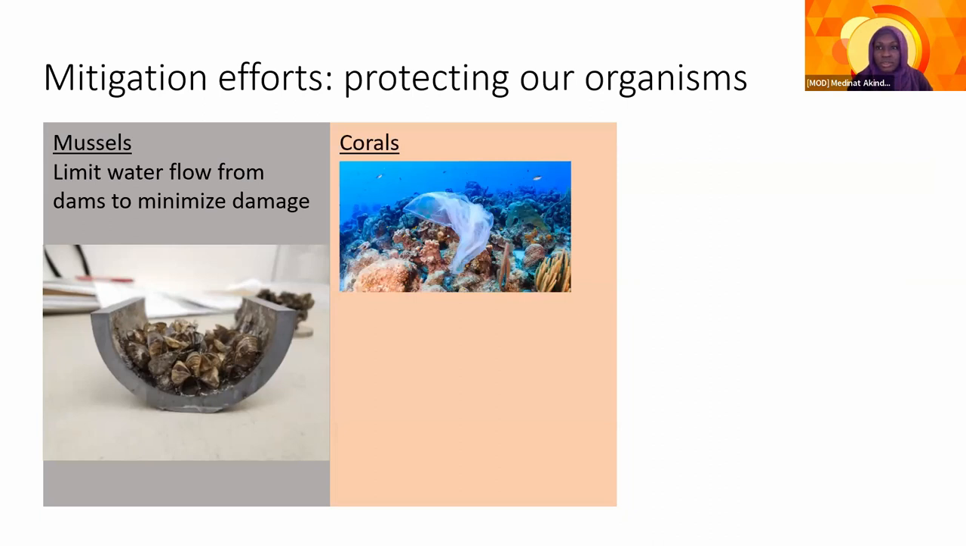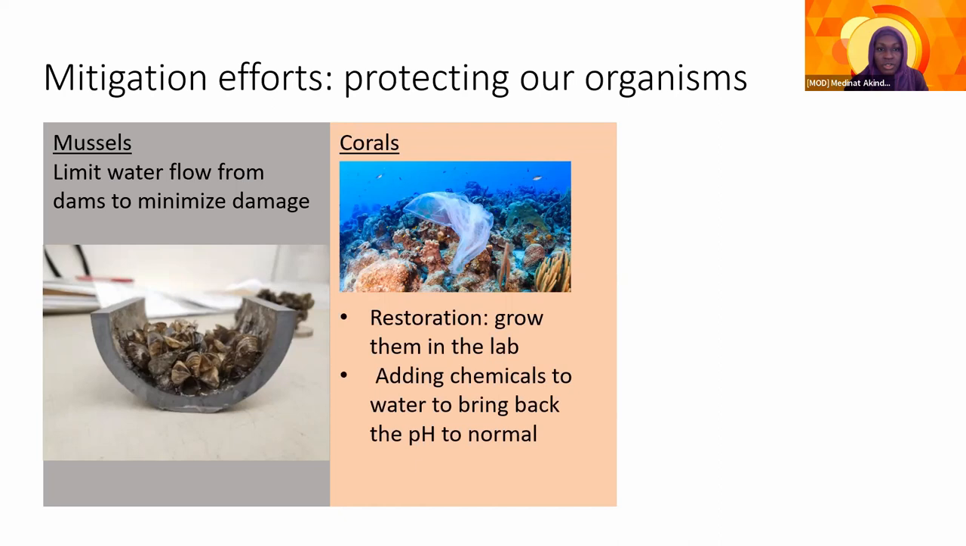For corals, the problem is the use of single-use plastics. The microplastics in the ocean can be detrimental to corals if they're consuming those microplastics. One of the strategies that the scientists suggested was to grow corals in the lab and fuse them together to form coral reefs, and then put those back in the ocean. Another strategy is to add some chemicals to restore the pH back to what it was normally. And another one is to develop medicines for corals that are being stressed out by the rising temperatures or from the oceans becoming more acidic.